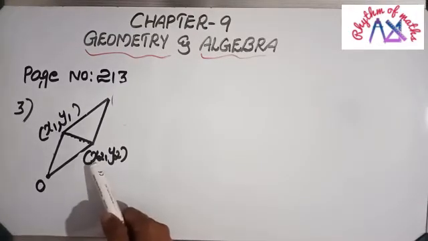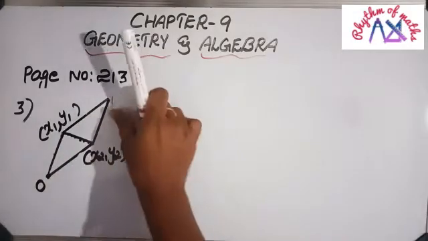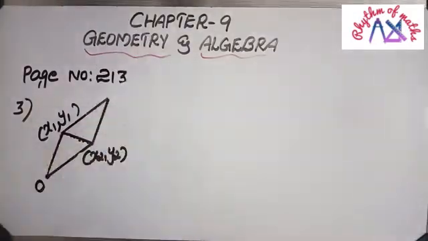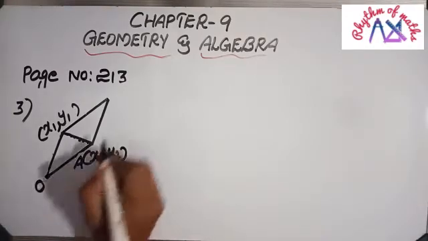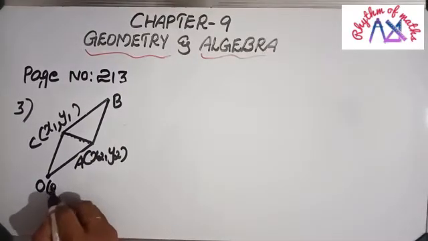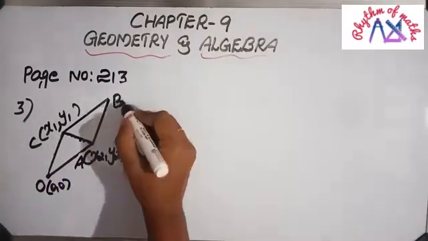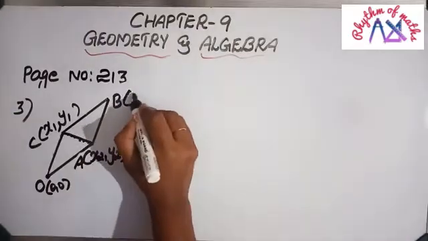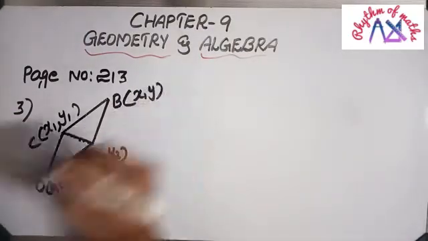Then x2, y2 is given and x1, y1 is given. The question is to find the coordinate of the fourth vertex. Let's mark the points as A here, B here, C. Origin means this coordinate will be 0, 0. Now we want to find the coordinate of B, that is, the x coordinate and y coordinate we need.